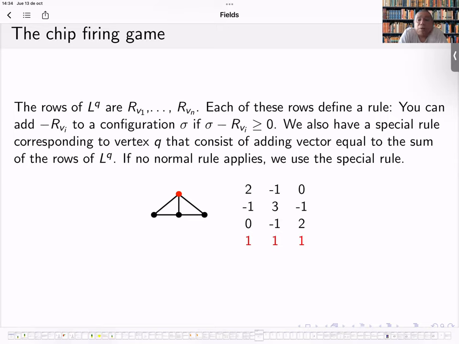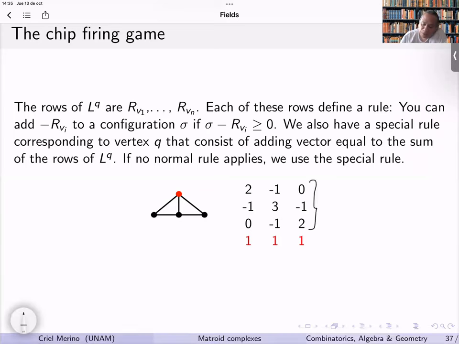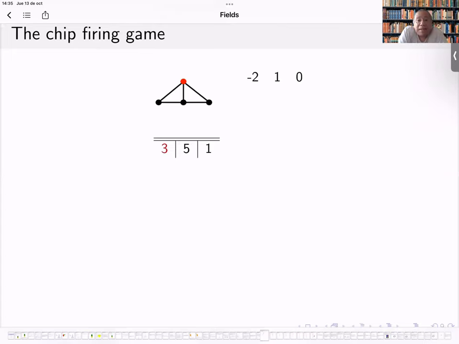So this special rule just applies when you cannot use any of the normal rules. So when you play this game, they give you a board. In this case, they give you a connected graph, a marked vertex that is the special vertex Q, in this case in red. They will give you the three normal rules, one per vertex, and the special vertex Q. And to play the game, you just choose a configuration, a non-negative integer vector, let's say 3, 5, 1, and then you start playing the game.